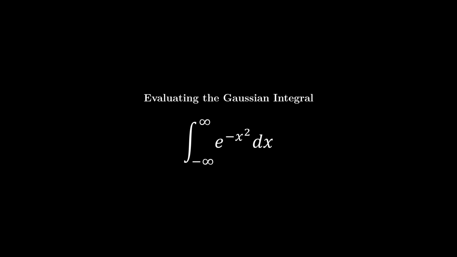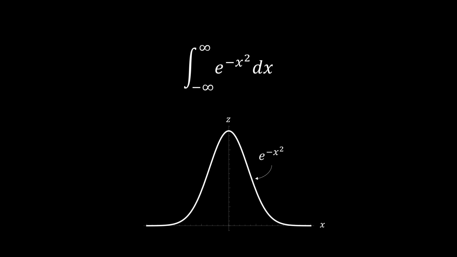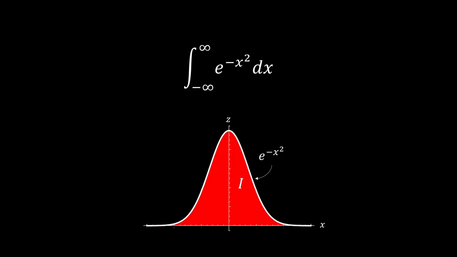Before we begin, we should note that there are several ways to evaluate this integral. The method presented here is a somewhat simpler method involving multivariable calculus. Let us first analyze the plot of the function we are trying to integrate. We can plot e to the negative x squared on the zx plane, and remember the value of the integral is simply the area under the curve, which we will denote as I.